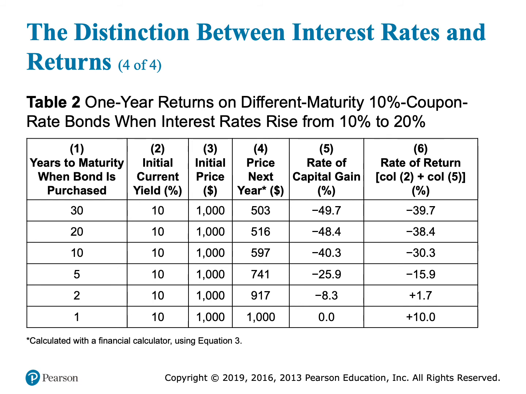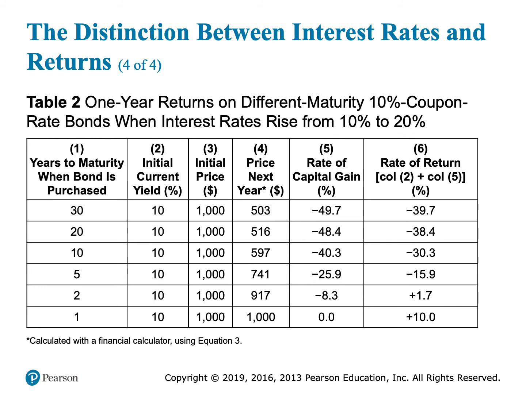For the 5-year bond, we had an initial current yield of 10%, but we saw prices fall from $1,000 down to $741. Using the future price, P(t+1), minus our current price, P(t), we can calculate a rate of capital loss of 25.9%. That, of course, ate into our current yield of 10%, giving us an overall loss of 15.9%.